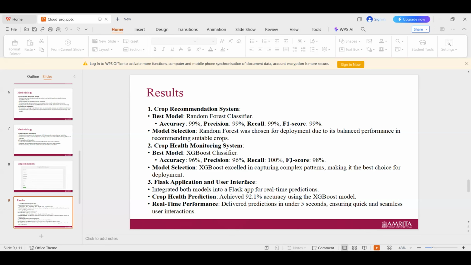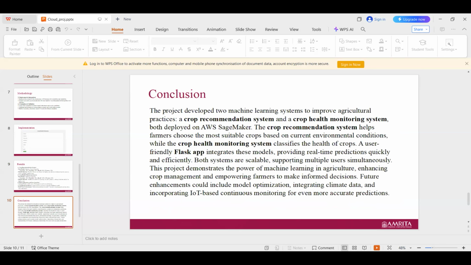In conclusion, our project demonstrates how cloud computing and machine learning can revolutionize agriculture. We successfully developed two systems, crop recommendation and crop health monitoring system, helping farmers choose the best crops. In the future, we aim to integrate climate forecasting, optimizing the models further, and even use IoT-based real-time monitoring for better precision. Thank you.